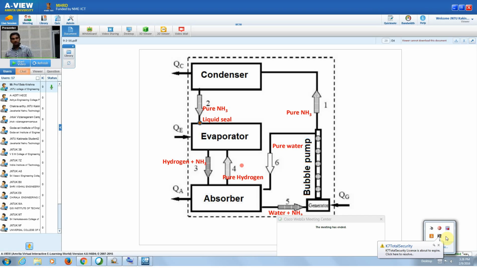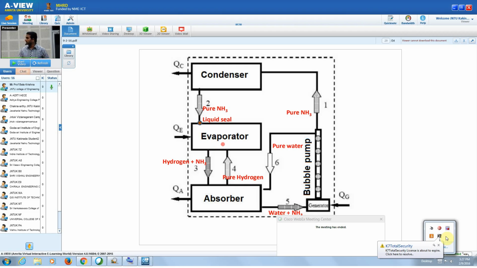Let us assume that the entire system is running at 15 bar. The partial pressure of the NH3 present inside the evaporator will be around 1 bar, and the hydrogen going into the evaporator will be at around 14 bar. Therefore, with the partial pressure of the ammonia at around 1 bar, the NH3 will have a boiling point of minus 33 degrees. Because the partial pressure is reduced, the temperature of the fluid also gets reduced, and this will produce the refrigeration effect inside the evaporator.